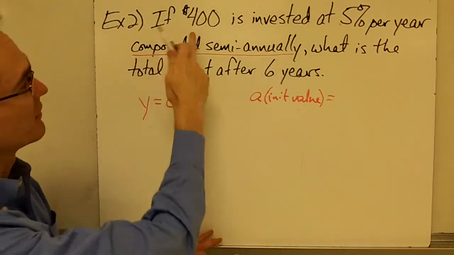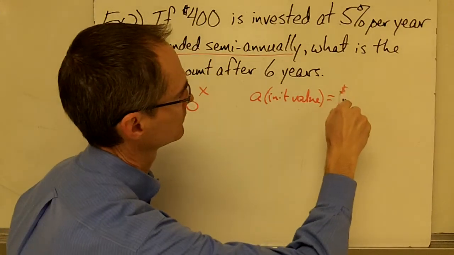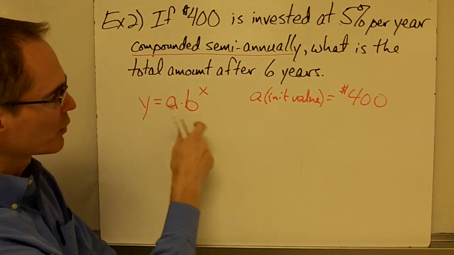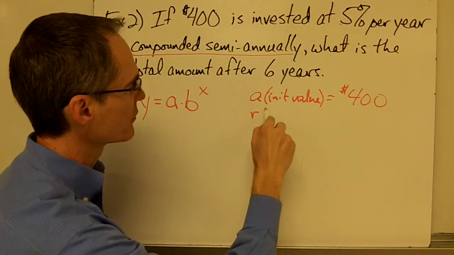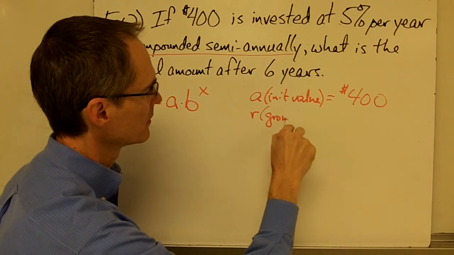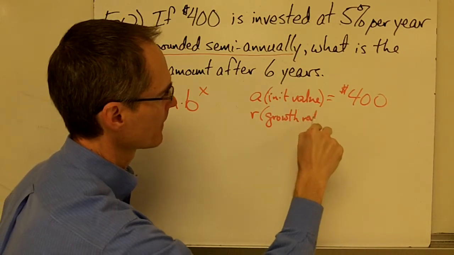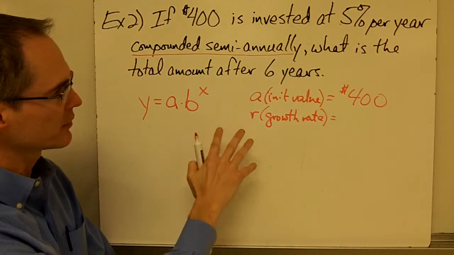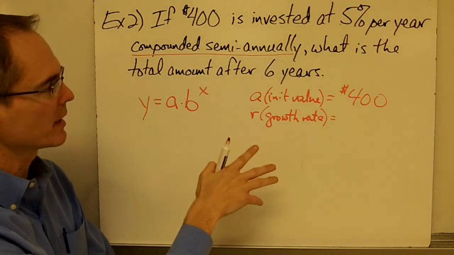Again, that's the same thing it was before, $400. All right. To calculate my growth factor, again, I have to have my growth rate. And now here's where it starts to get a little different from the example that we had before.